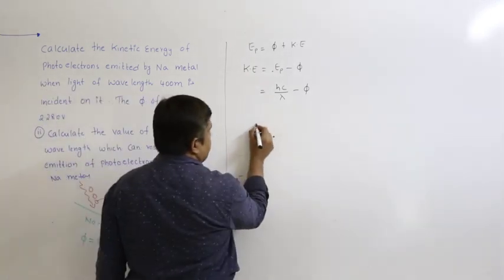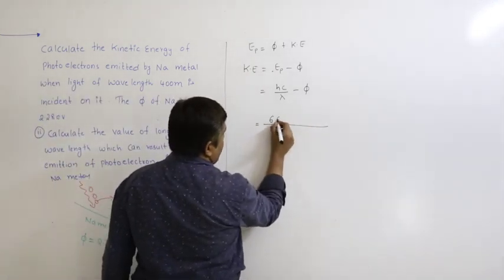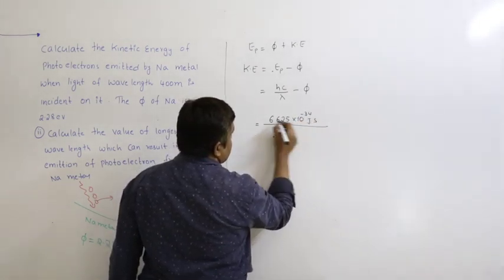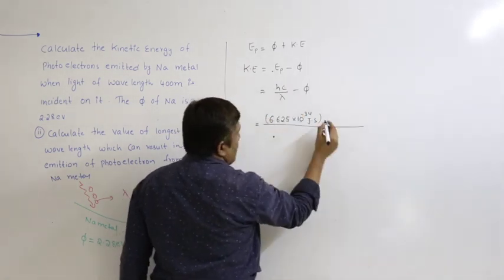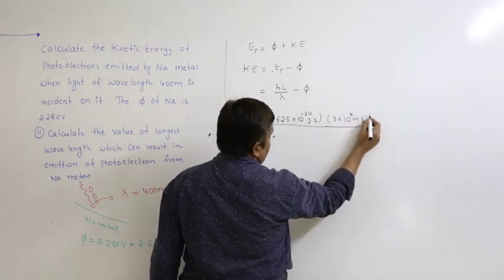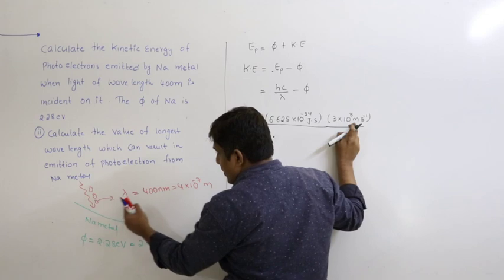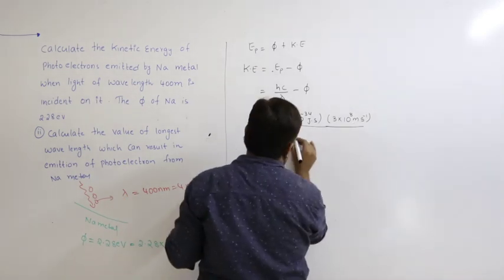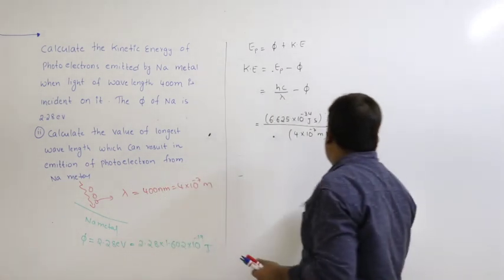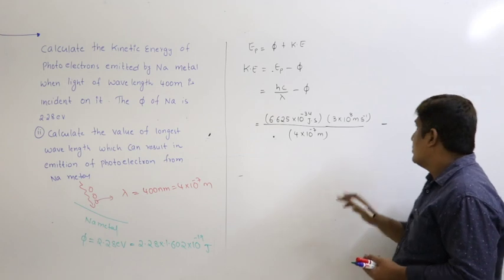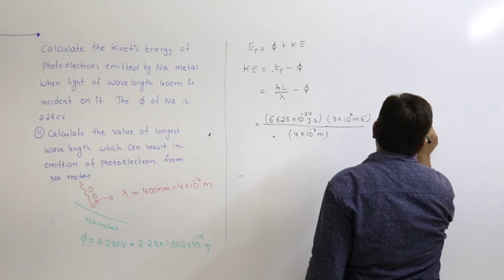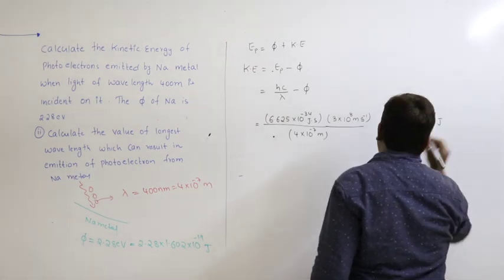So what is the h value? 6.625 into 10 power minus 34 joules second. c, the velocity of light, is 3 into 10 power 8 meters second inverse. Wavelength must be in meters. Already we have calculated, 400 nanometers is equal to 4 into 10 power minus 7 meters. So minus the work function, which we already calculated here, 2.28 into 10 power minus 19 joules.